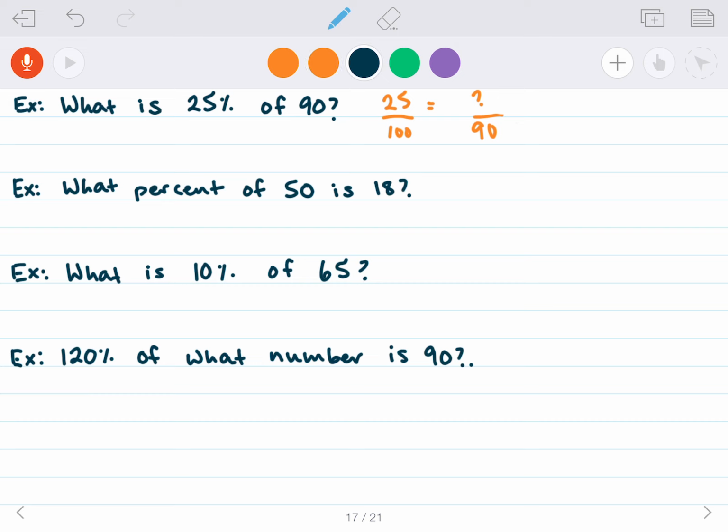All right, so 100 times what is 90? Well, 90 divided by 100 is 0.90 or 0.9. So I have to multiply top and bottom by 0.9. Okay.